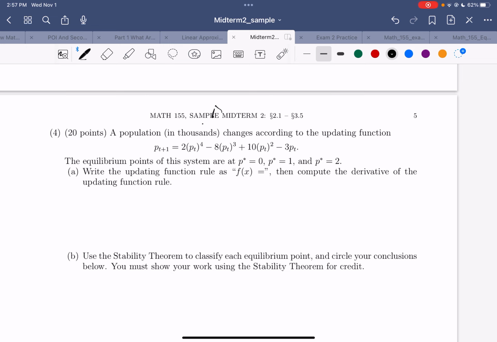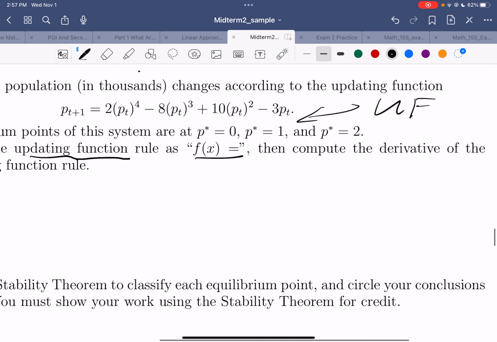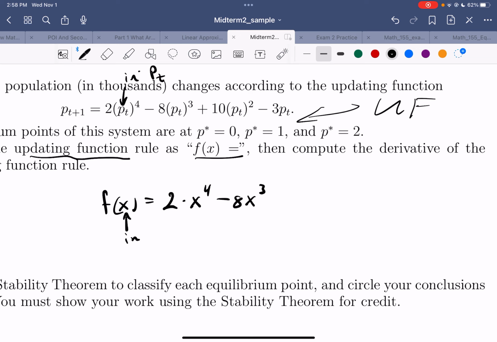All right, a population in thousands changed according to, hey, this here is an updating function. And, oh, we want to write the updating function as f of x equals. Okay, fine. So my updating function, what does it do to its input? Well, here, the input, it's called p sub t. But what happens if you just call it x? Well, gosh, I guess you raise it to the fourth power and multiply it by 2. You cube it, and you multiply by 8. You're going to subtract those. Let's see. You'd square it, and you multiply 10.